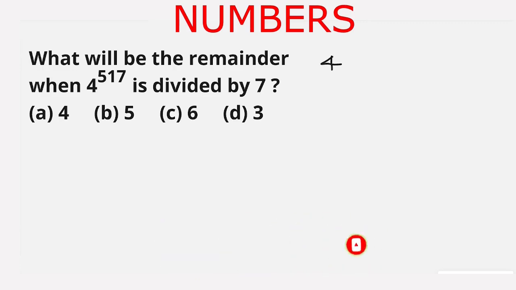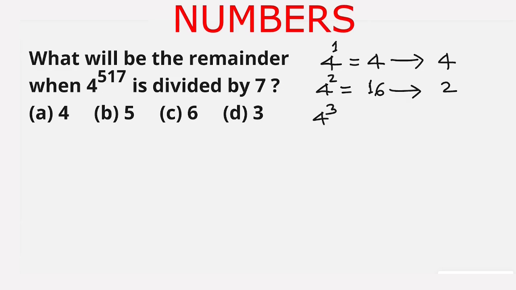If 4 has the power 1, this is equal to 4, and when divided by 7 leaves remainder 4. When 4 has power 2, this is equal to 16, and 7 times 2 is 14, and 16 minus 14 is 2, so the remainder will be 2 when power is 2. 4 to the power 3 is equal to 64, and 7 times 9 is 63, and 64 minus 63, the remainder will be 1. That is, when power is 3, the remainder is 1.